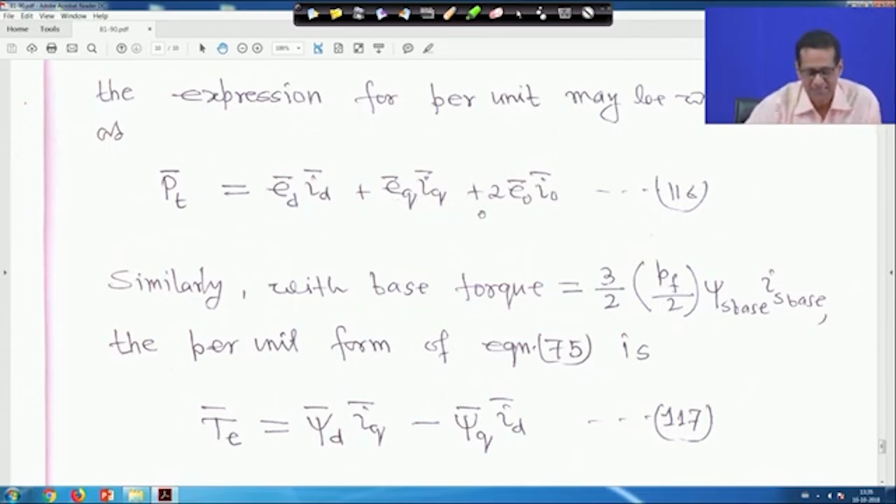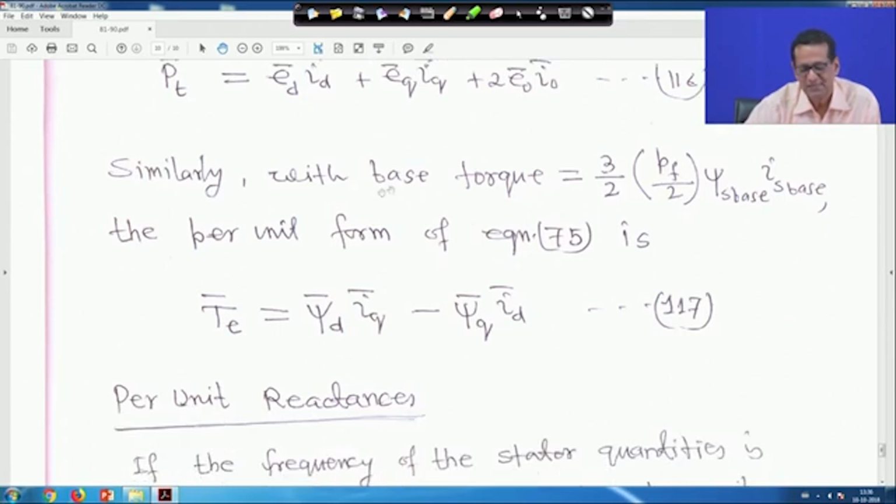Similarly, with the base quantities, with base torque, that is 3 by 2 PF by 2 psi S base IS base, this also we have seen. So for the per unit form of equation 75, you divide equation 75 by this, and you simply get T bar equal to psi D bar IQ bar minus psi Q bar ID bar, same as before. Psi D upon psi S base, and IQ upon IS base, so all will be bar. Similarly for psi Q upon psi S base, and ID upon IS base, so all are bar, per unit, everything remains the same. And this is your equation 117.